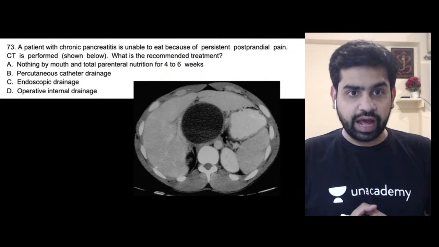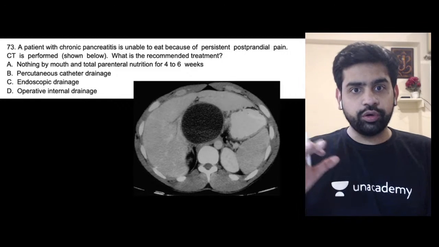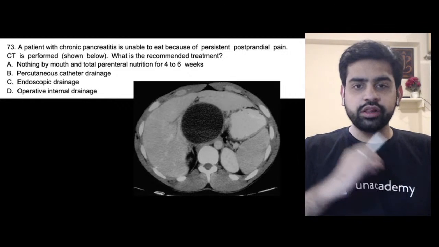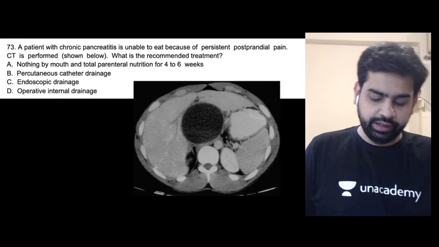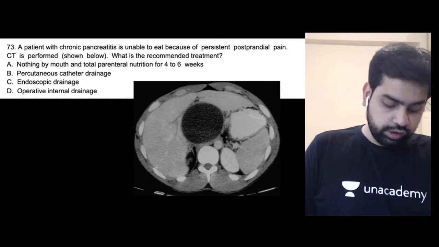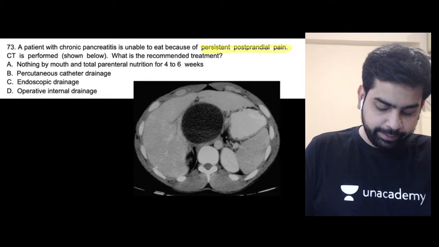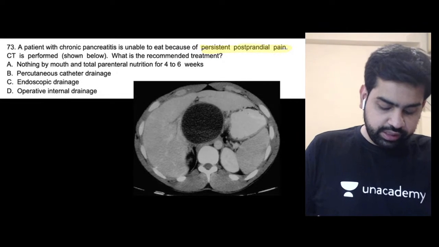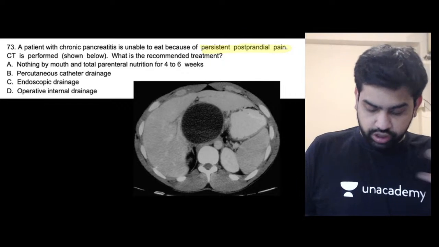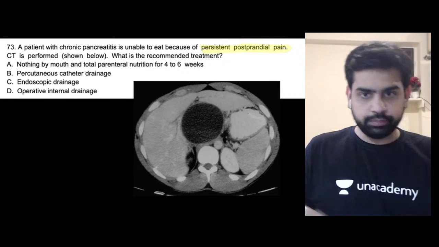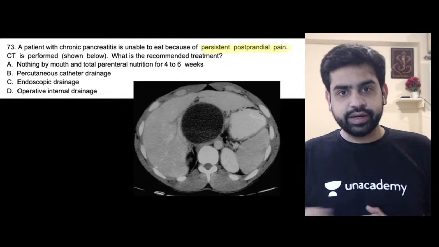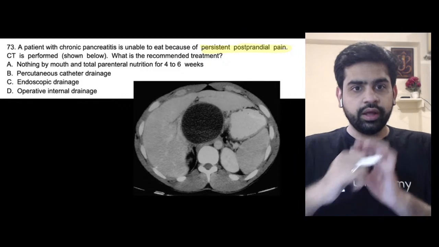The next question which I have for you guys: there is a patient with chronic pancreatitis. Patient is unable to eat because of the persistent postprandial pain. So here he is not able to eat because of the persistent postprandial pain. Okay, that's fine. Now CT is performed and has been shown to you. What is the recommended treatment for this particular patient? Can you please tell me, guys, what is the recommended treatment for this particular patient?